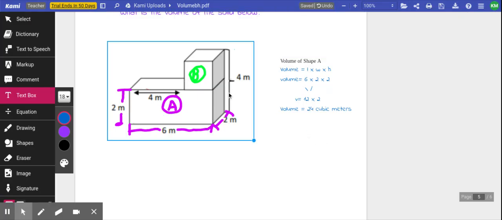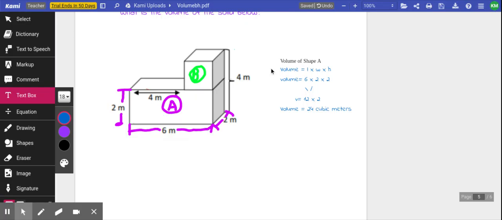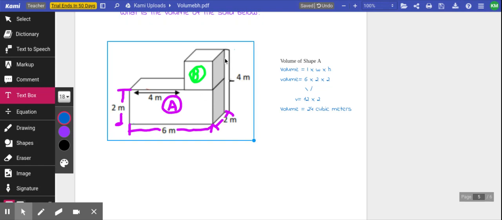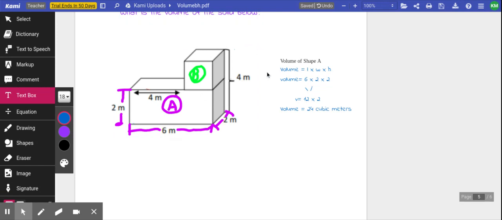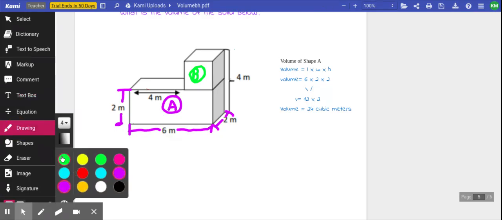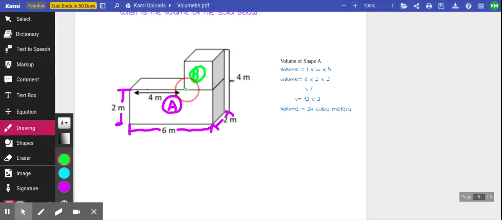Now we will move on and we'll find the volume of shape B. If you notice, shape B is a little bit tricky because some measurements are missing here. So we're going to have to figure out what the missing measurements are. Remember, we need to know the length, the width, and the height of shape A. So here's the length. We've got to figure out the width, and we have to figure out the height. So remember, the length is how long something is, the width is how wide something is, and the height is how high something is.